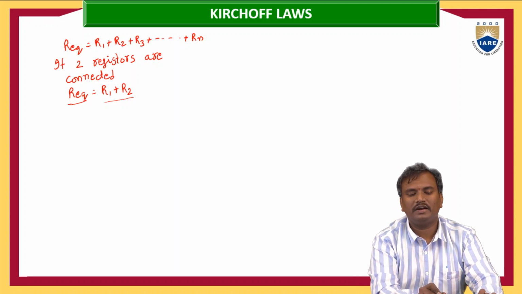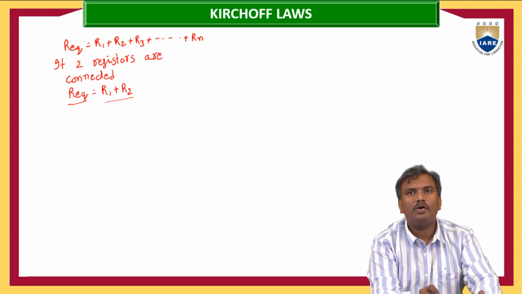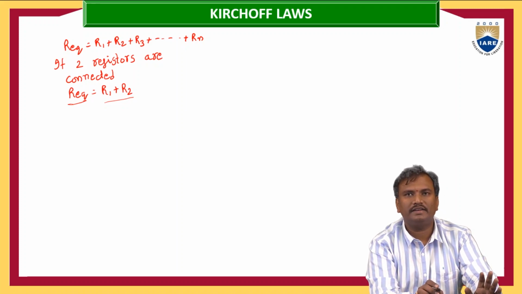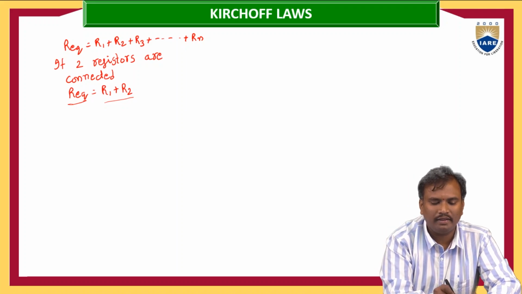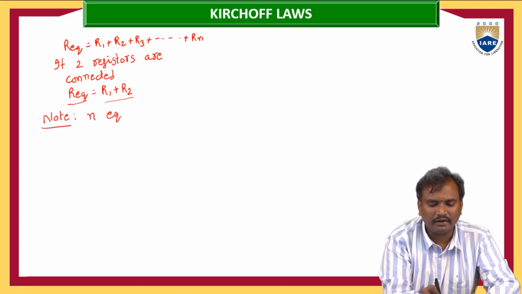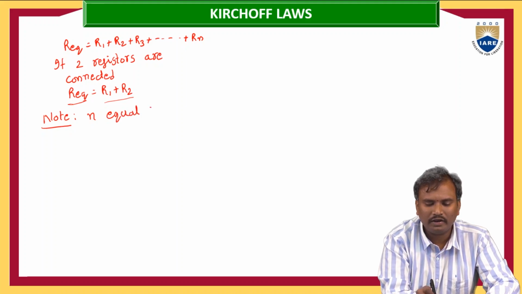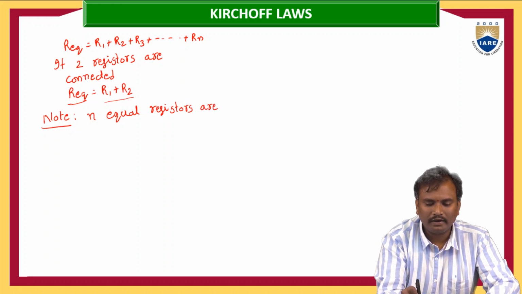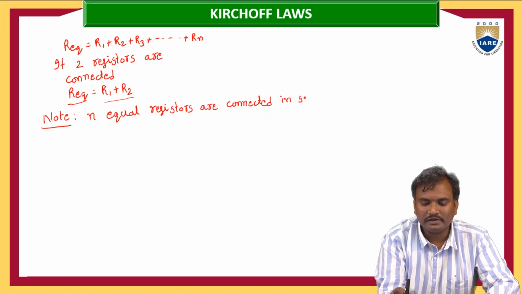So always equivalent resistance will be more than the individual resistances. And another note, let us consider, if n equal resistors are connected in series.